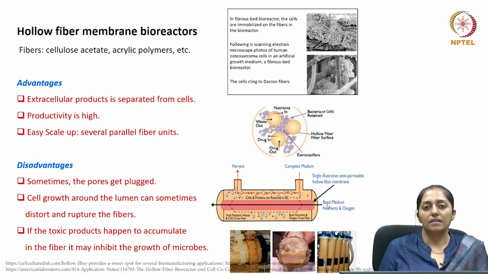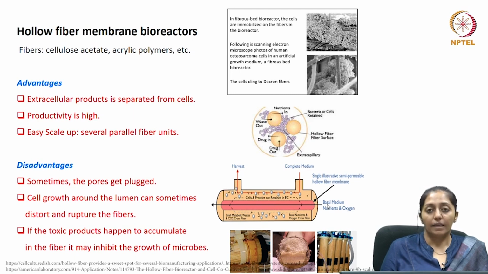The disadvantage is that sometimes the pores of these fibers can get blocked because of the excessive cell growth around these fibers. The cell growth around the lumen can distort or rupture the fibers even. And if there are toxic byproducts formation, then they can get accumulated in the fiber, which may further inhibit the growth of the microbes. So, they can suffer from mass transfer limitations as the cultivation time proceeds.